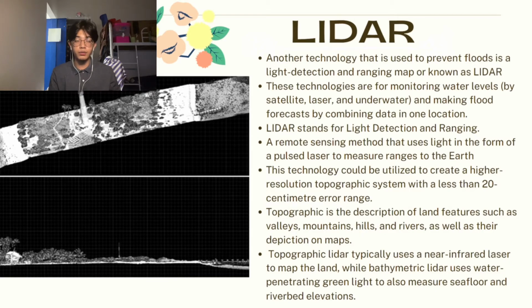Topography is the description of land features such as valleys, mountains, hills and rivers, as well as their depiction on maps. Topographic LIDAR typically uses a near-infrared laser to map the land, while bathymetric LIDAR uses water-penetrating green light to also measure sea floor and riverbed elevations.